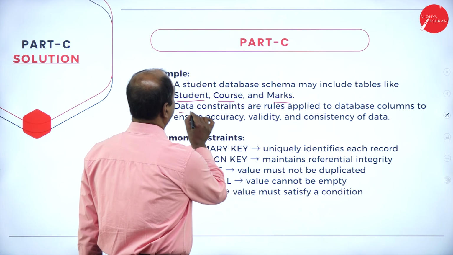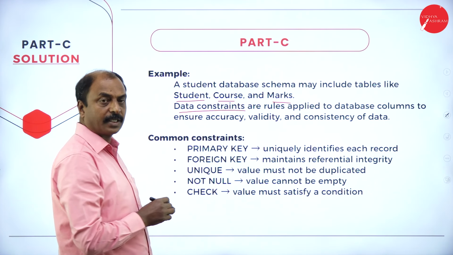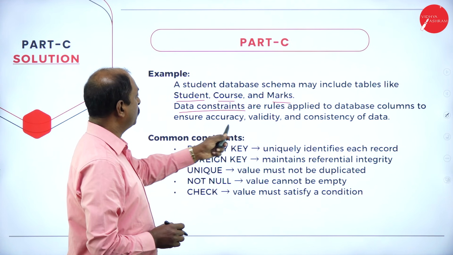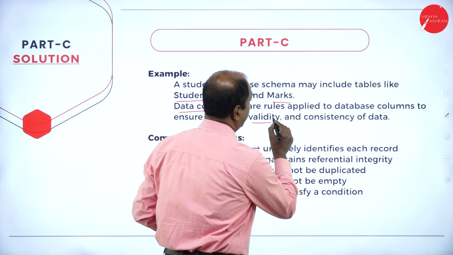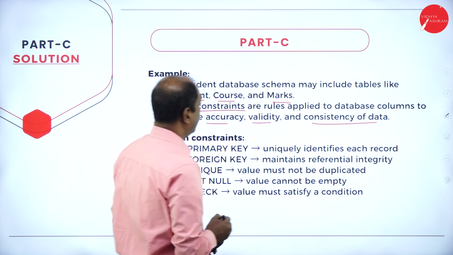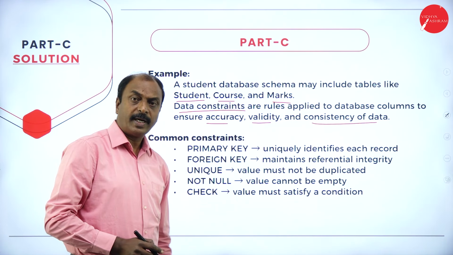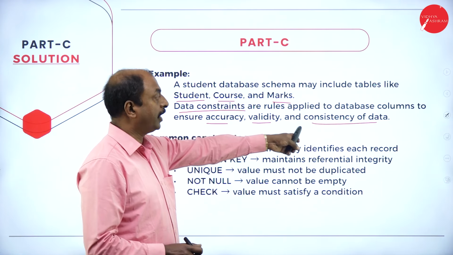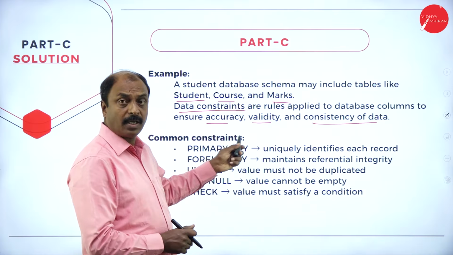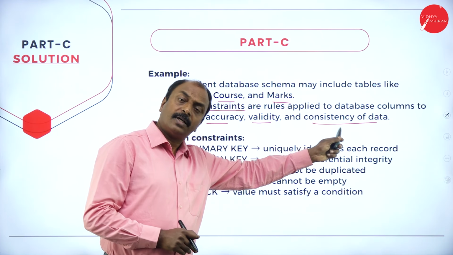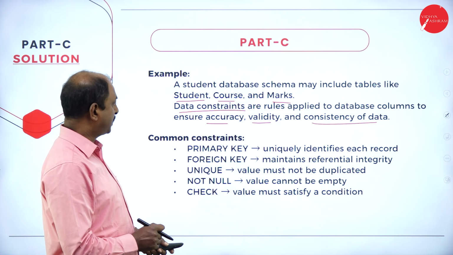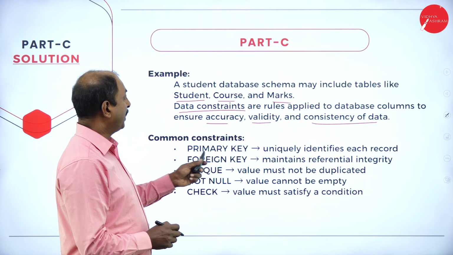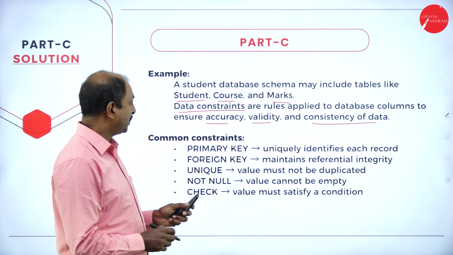Next definition is data constraints. What are data constraints? They are the rules applied to database columns to ensure the accuracy, validity, and consistency of the data. So data constraints are nothing but rules to be followed or applied to a particular column for data accuracy, data validity, and data consistency.